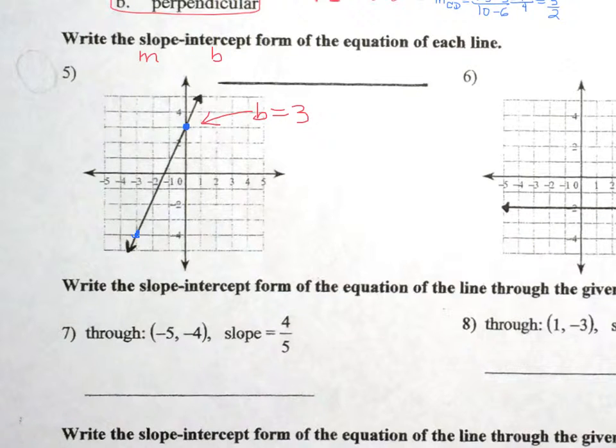Now, if I go to one point, I'm choosing negative 3, negative 4. If I go up, how many units do I need to go up to get 7? Okay. And then I move to the right, how many units? 3. So then the slope is 7 over 3. Just put it into the equation. So the equation would be y equals 7/3 x and then plus 3.